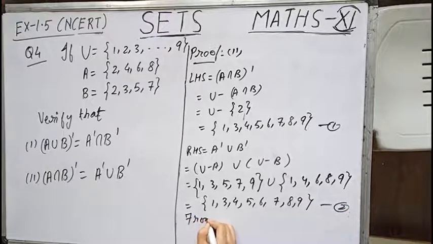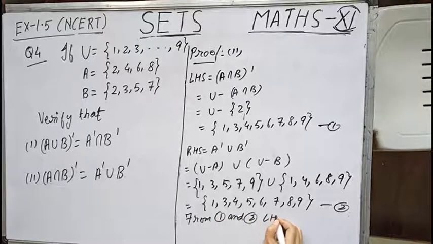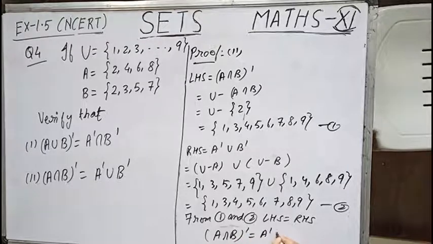So from 1 and 2, LHS equals RHS. Therefore (A intersection B)' equals A' union B', and hence proved.